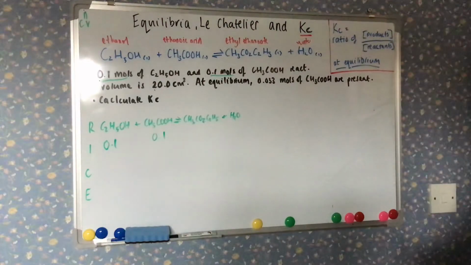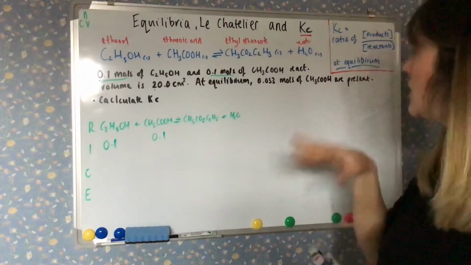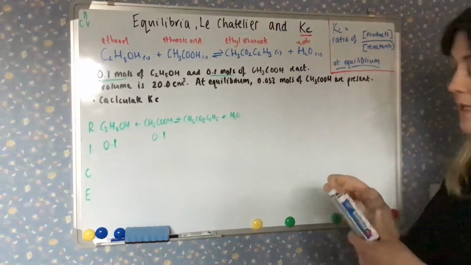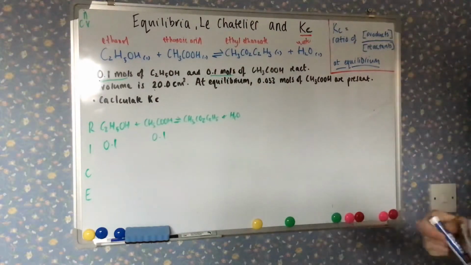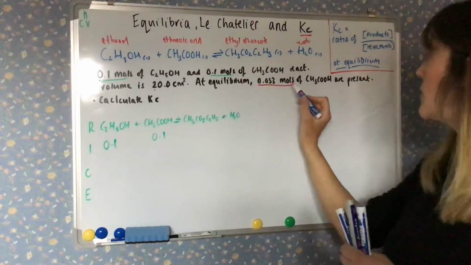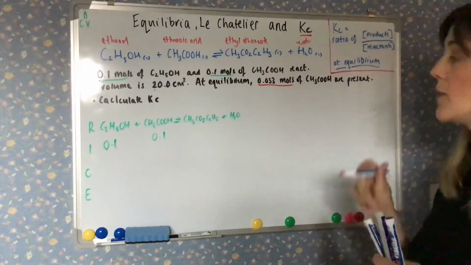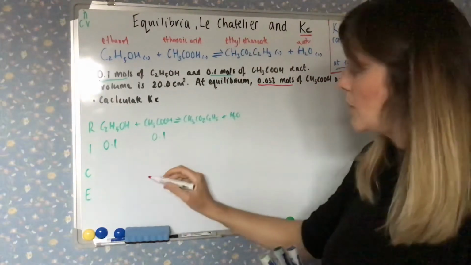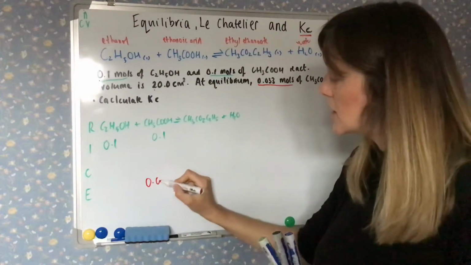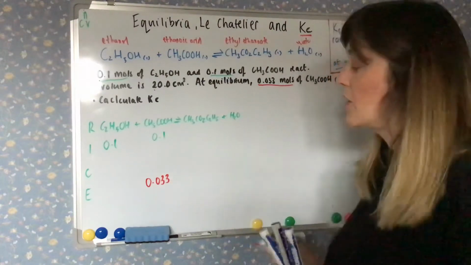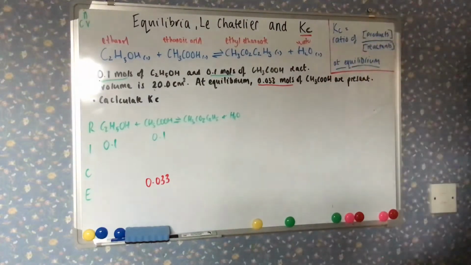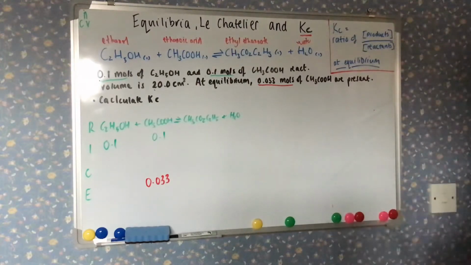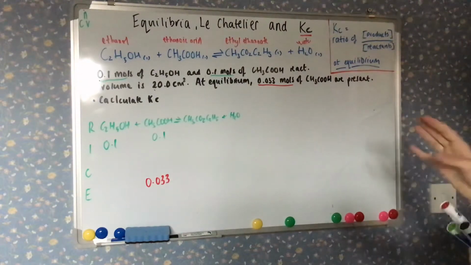Now, the other information we're given is the volume, so we don't need that right now. But at equilibrium, this is the next piece of information: there's 0.033 moles of ethanoic acid present. So we can fill this in here, equilibrium moles, 0.033 moles. What this means is some of the ethanoic acid has reacted, which we would expect. That's all the information we've got in the question.